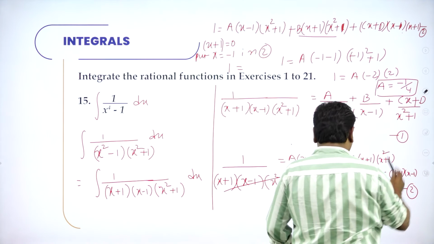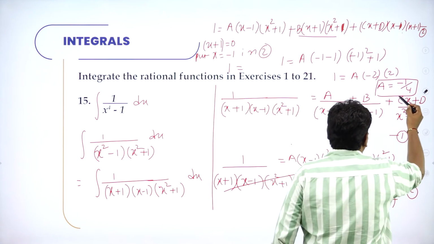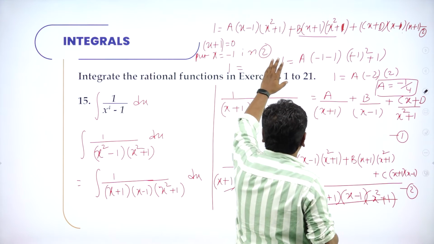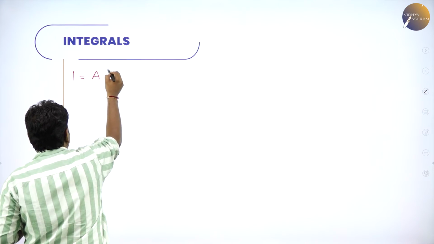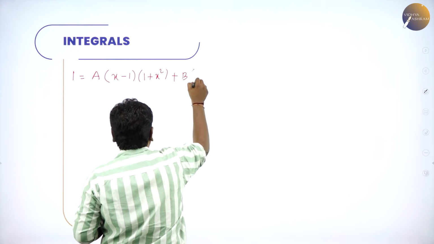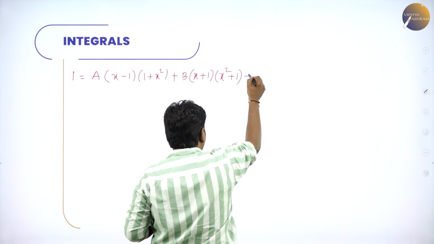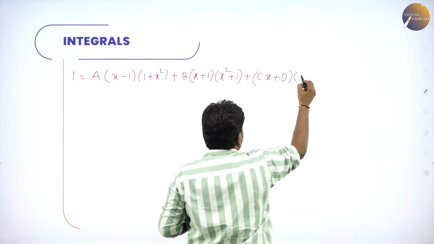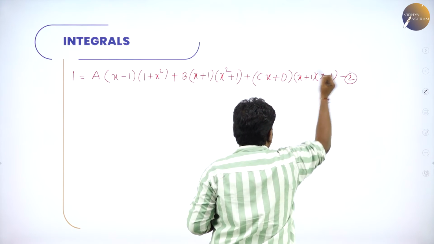Okay, dear students, we got the value of what? Here we got the value of a. So now we'll put this value of a in equation 1. So take equation 2. What is equation 2? 1 is equal to a into x minus 1 into x square plus 1, plus b into x plus 1 into x square plus 1, plus cx plus d into x plus 1 into x minus 1. This was equation 2.